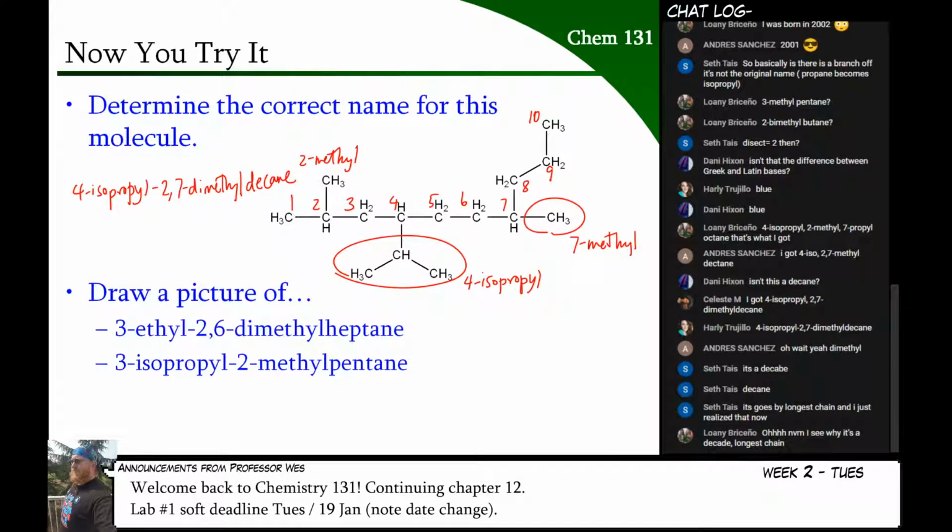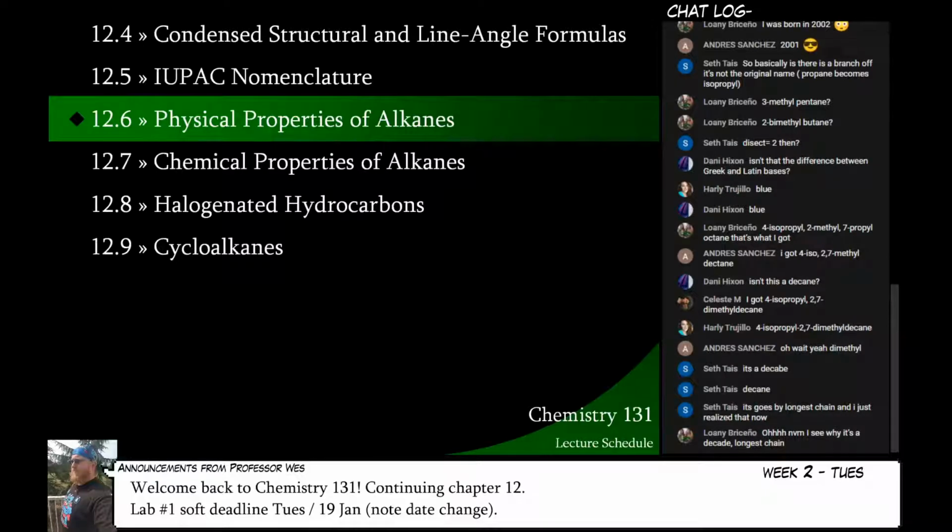All right, but for now, in the last 5 or 6 minutes of class or so, let's talk about some physical properties of alkanes. There's really only one thing. There's 2 things you need to know in this section. This is really a short section. And those things are alkanes are insoluble in water because they're nonpolar, and boiling point.